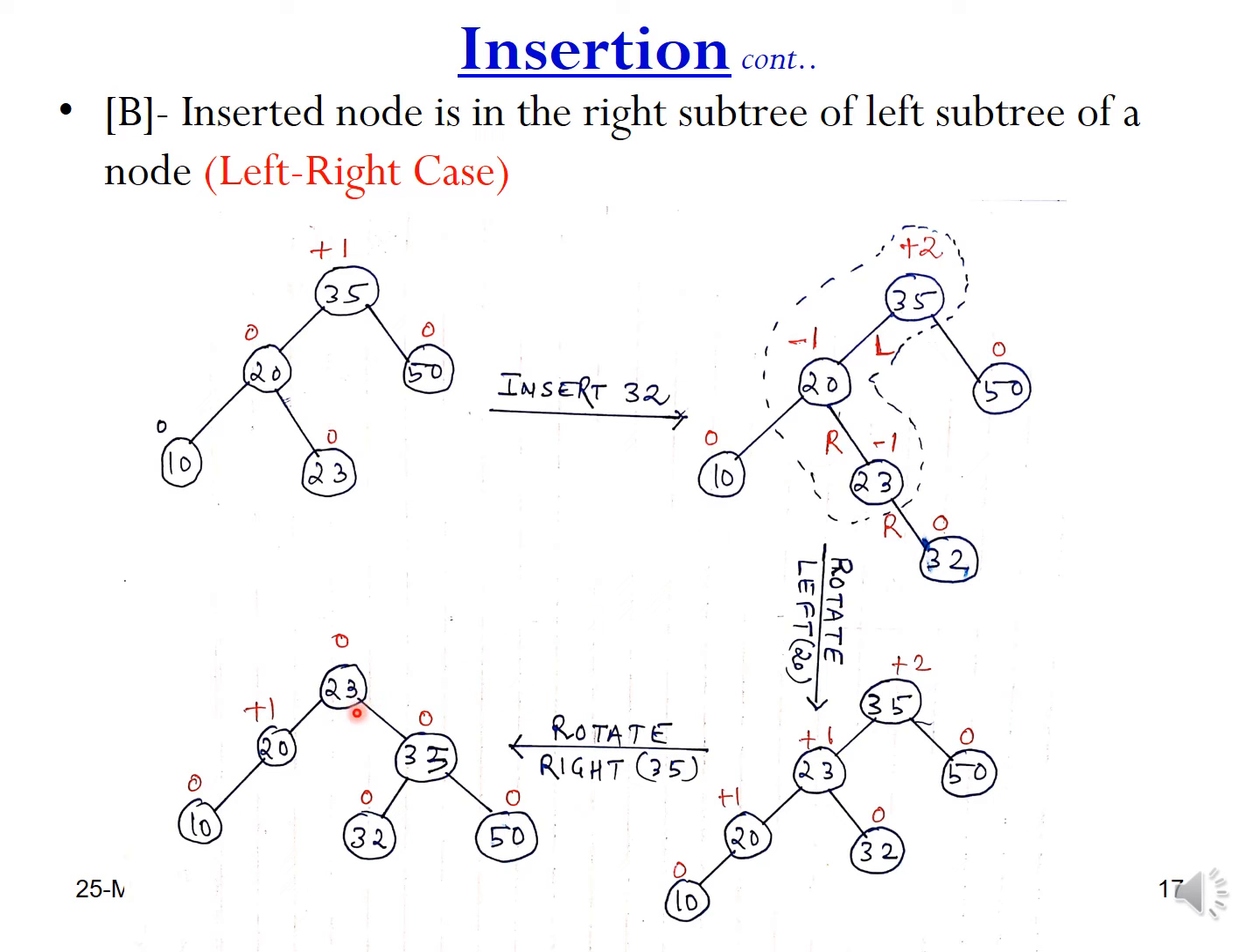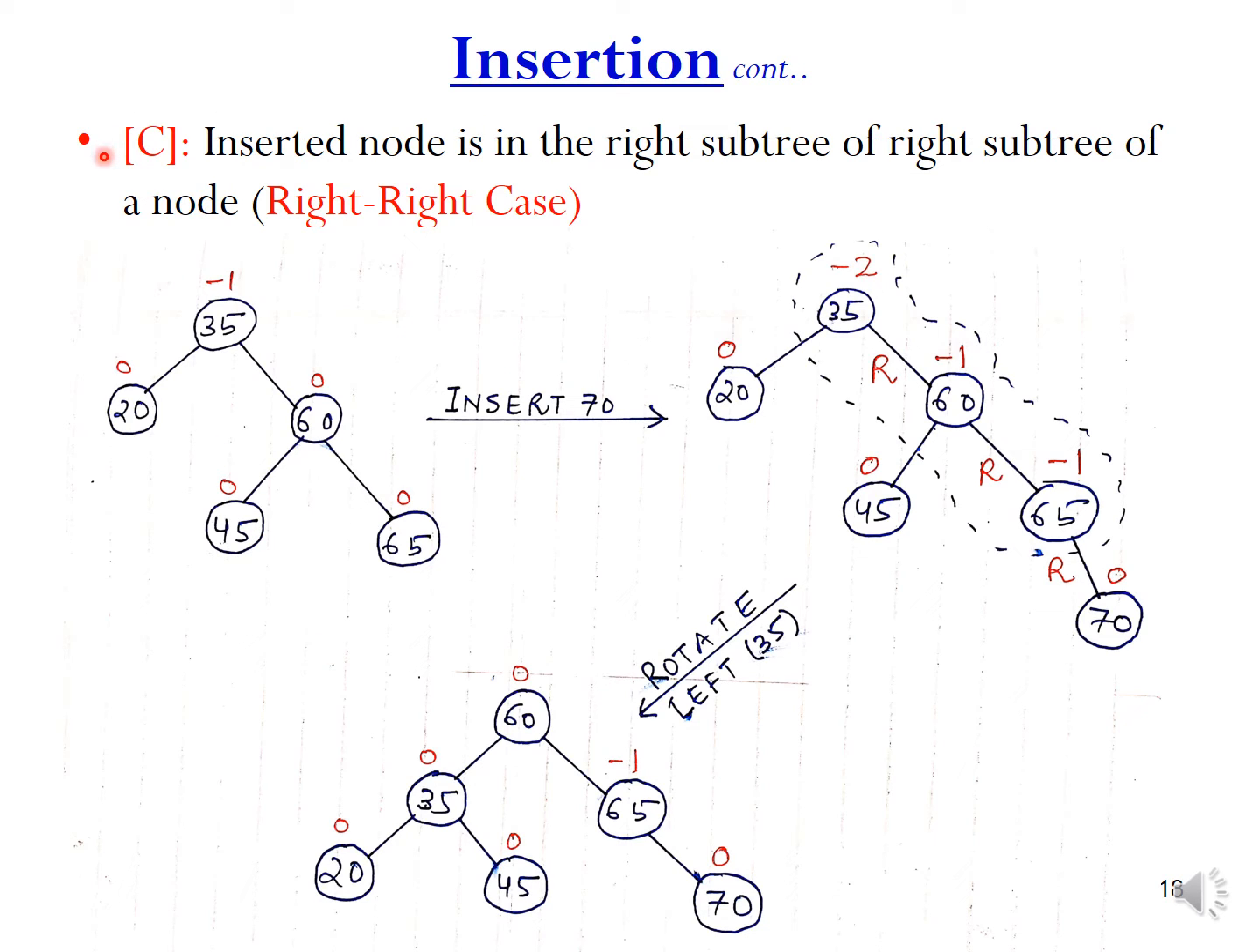This is coming in the middle, 20 is coming on the left, and 35 is coming on the right. The rest of the nodes, like 10, is less than 20, so it comes on the left, and 32 is less than 35. Or we can say 50 and 32 can be rearranged, so it will be like this.